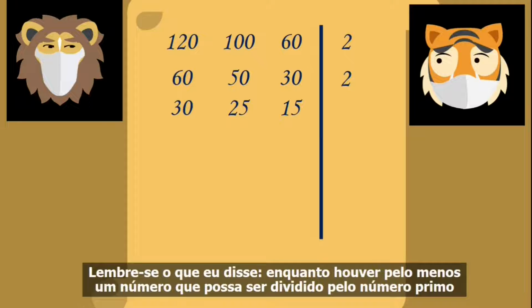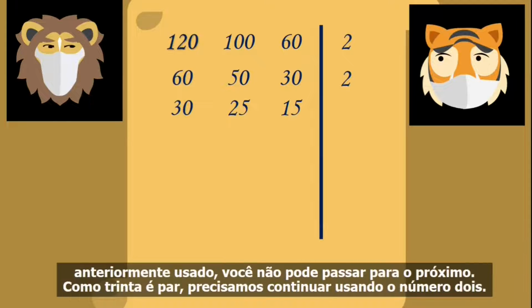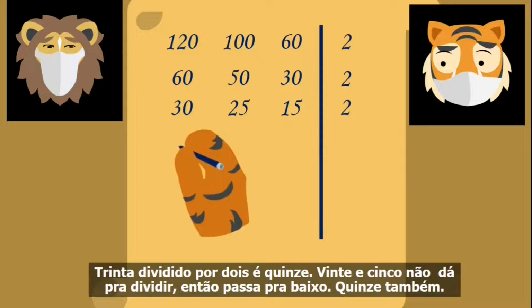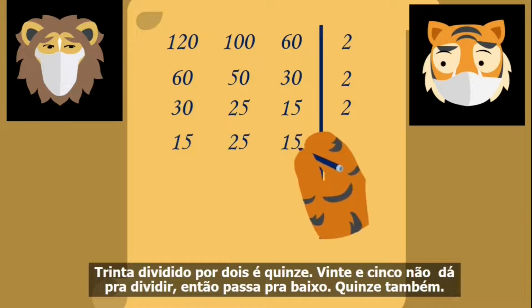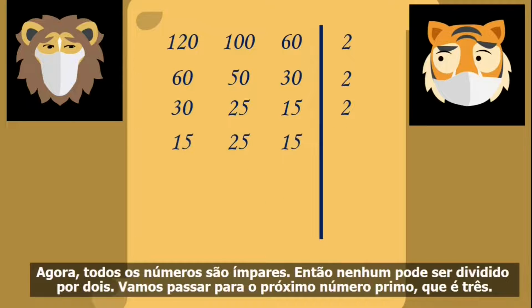Remember what I said, as long as there is at least one number that can be divided by the prime number previously used, you cannot move on to the next one. Since 30 is even, we need to keep using number 2. 30 divided by 2 is 15. 25 can't be divided, so pass it down. 15, 25. Now all numbers are odd, so none can be divided by 2. Let's move on to the next prime number, which is 3.